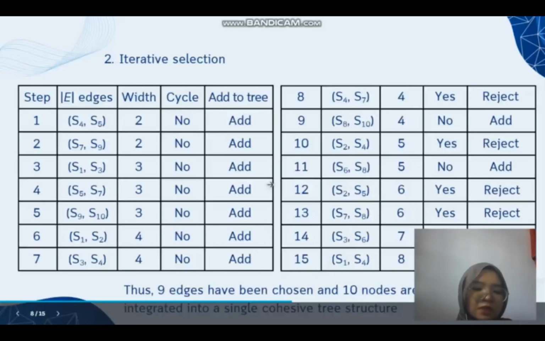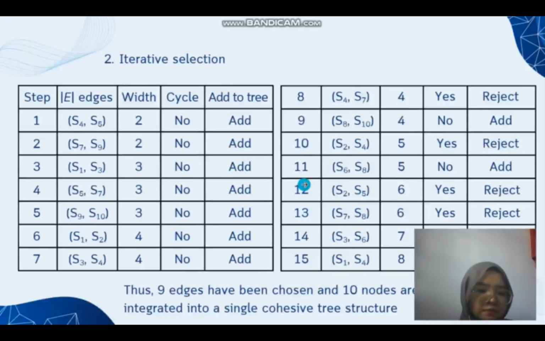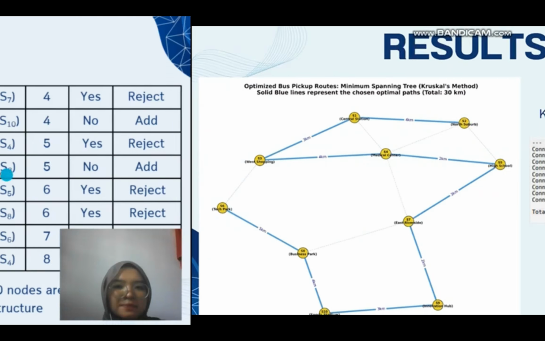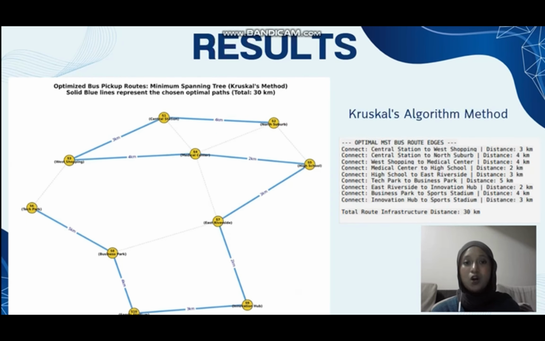So therefore, 9 edges have been chosen, which is exactly one less than the number of nodes, which is 10. That means all 10 bus stops are connected through the minimum possible total distance, completing the minimum spanning tree. Now let's take a look at the result of our optimization.